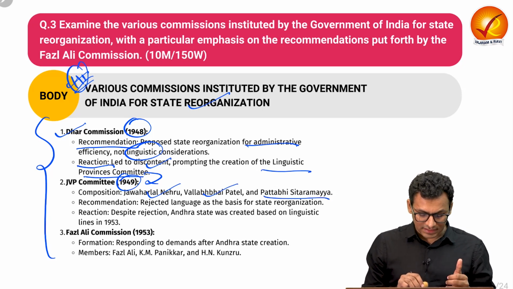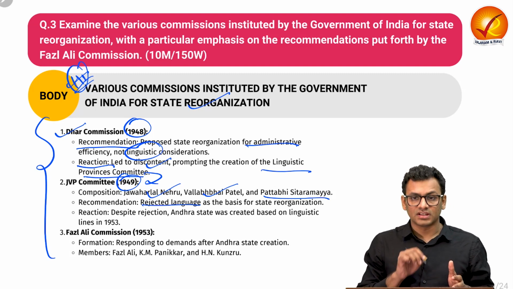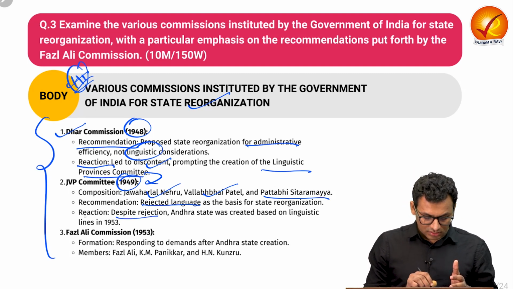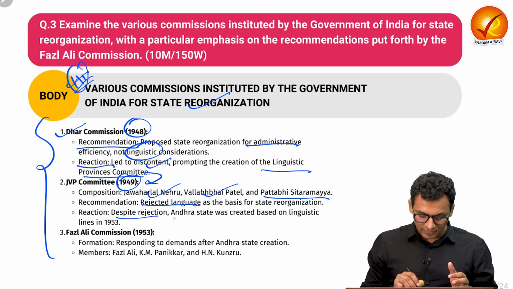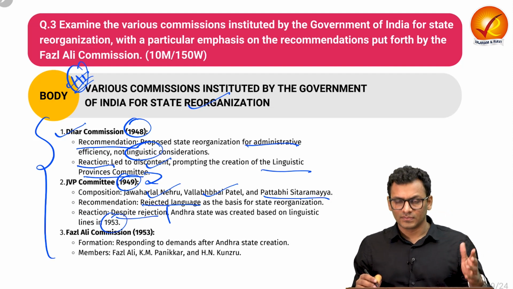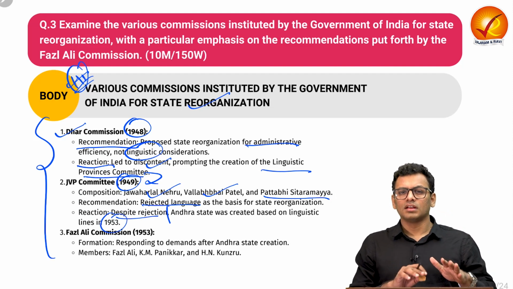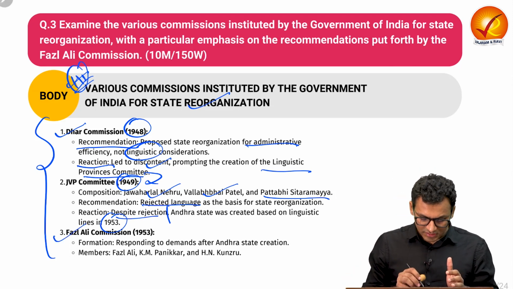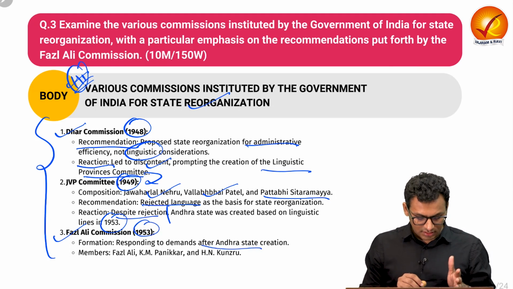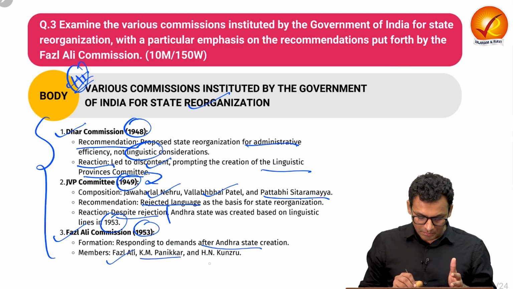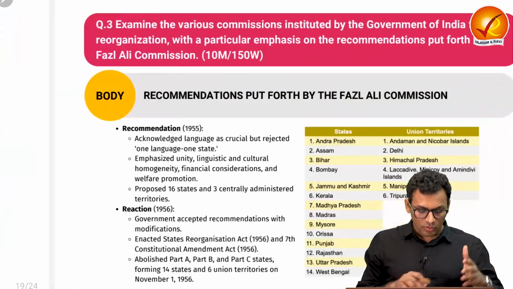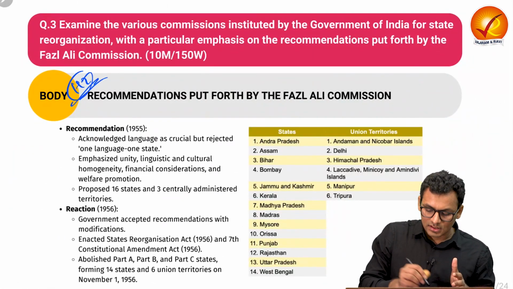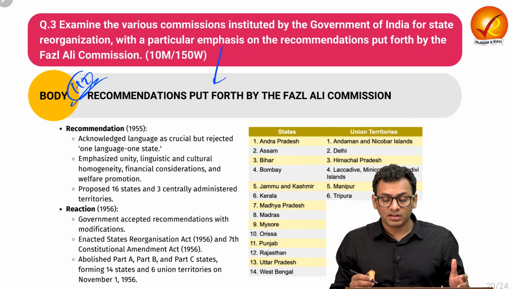Over here, the committee again rejected language as the basis for state reorganization, and despite this rejection, we witnessed the creation of Andhra state on linguistic lines in 1953. Now, to make sure that other aspirations were also realized, another committee was formed, the Fazal Ali Commission of 1953, which responded to the demand after Andhra state was created. This was led by Fazal Ali, K.M. Panikkar and H.N. Kunzru.